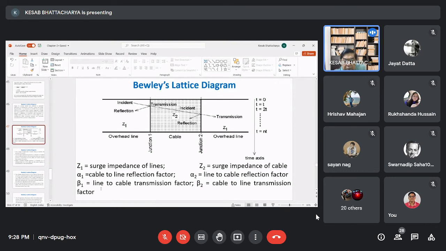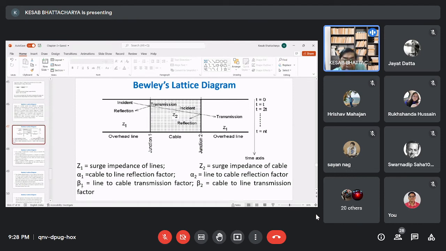And beta 1 is the line to cable transmission factor. Beta 2 is the cable to line transmission factor. Now these transmission factors are also the same as those we have already derived, that is 2 into Z2 by Z1 plus Z2.